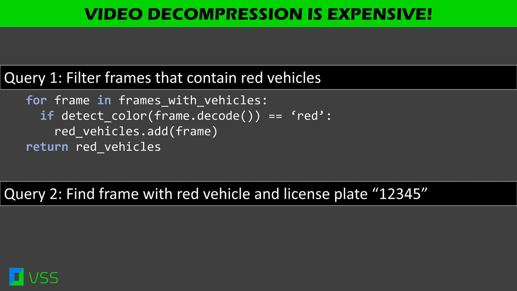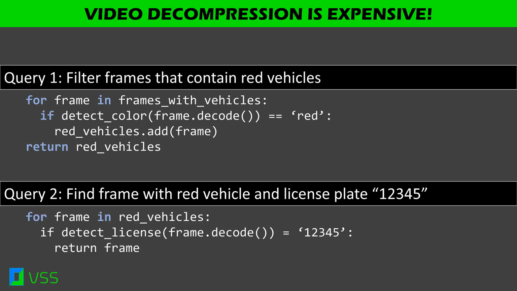Sometime later, let's assume that in our Amber Alert situation, license plate information has arrived about the vehicle in question. And so our user in response issues a second query. This query iterates over all previously detected red vehicle frames and returns the first one that contains the given license plate.